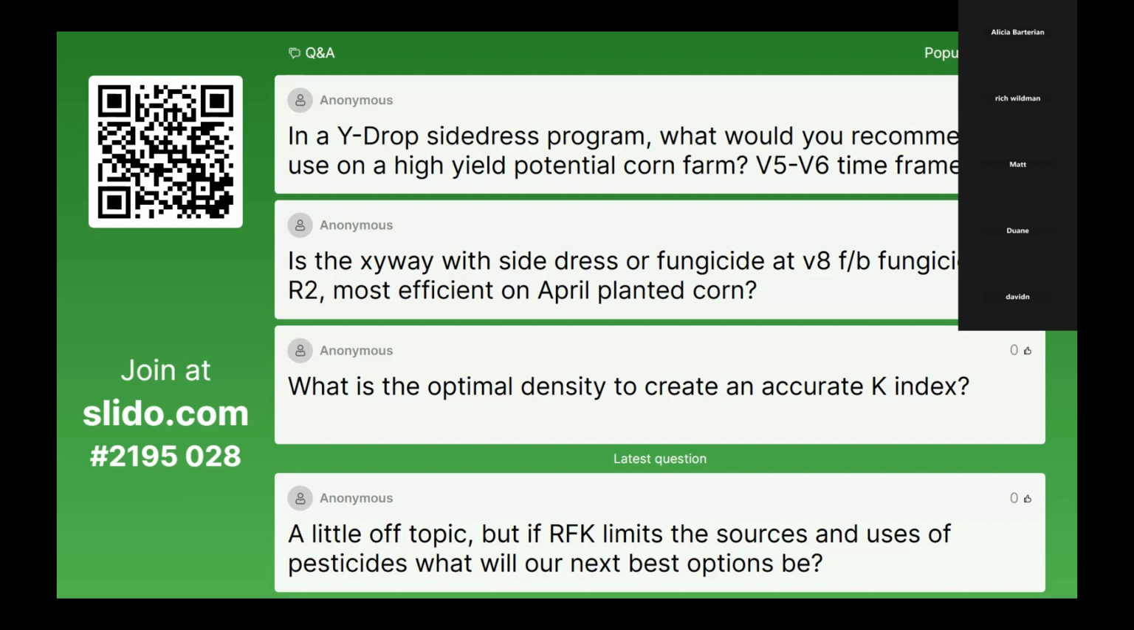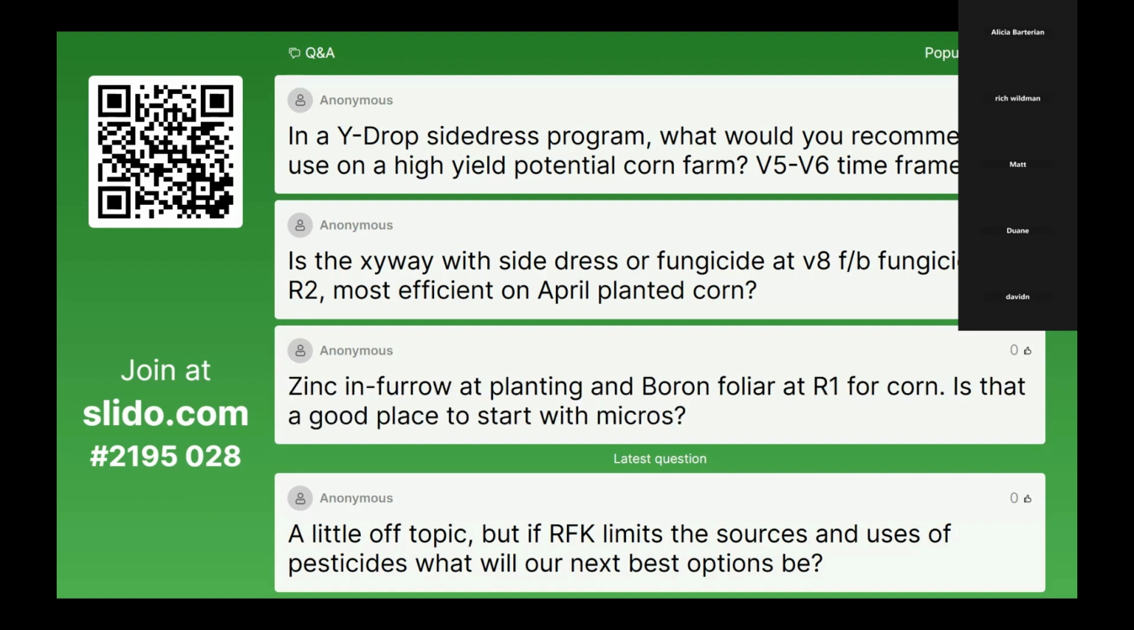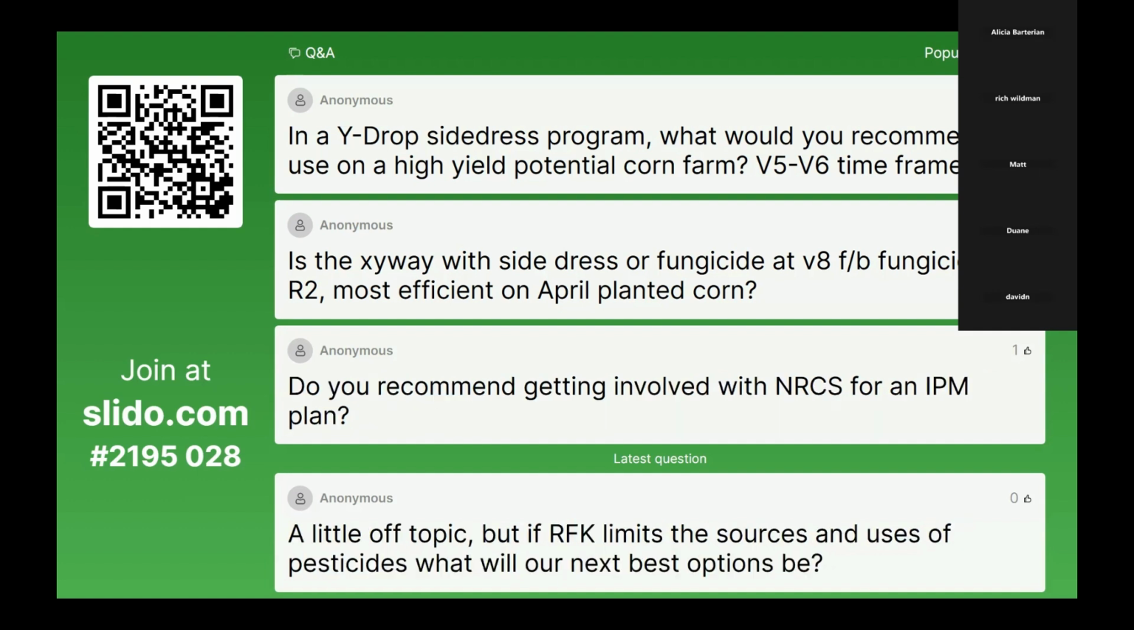In a wide drop side dress program, what would you recommend to use on a high yield potential corn farm? Then is it a highway with side dress or fungicide at P8, 4x fungicide. In a wide drop, side dressing coming back, but you're looking at coming across V5, V6, got a sufficient amount of nitrogen put down with a starter program, got your sulfur in it.